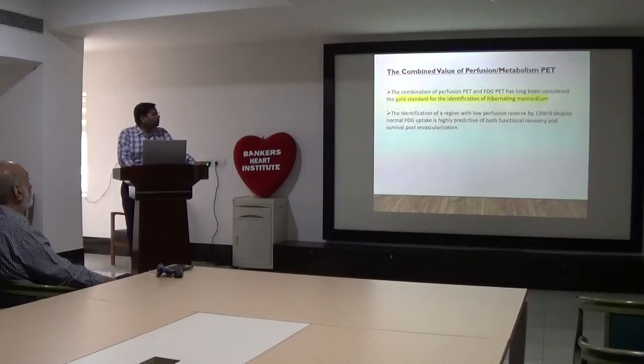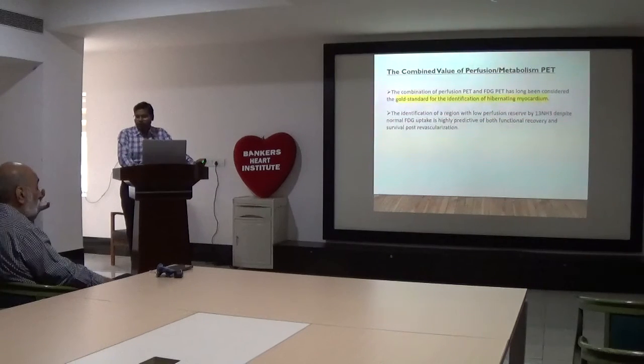The combined value of perfusion and metabolism PET means perfusion PET and metabolism PET, that is ammonia PET plus FDG PET. From the ammonia PET we get the result about the perfusion of the myocardium, and from FDG we get the result about the activity or viability of the myocardium. This is the gold standard for the identification of the hibernating myocardium.